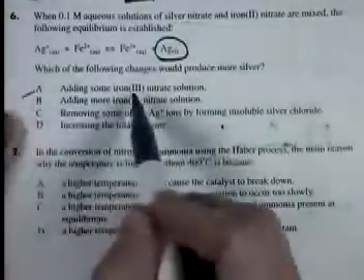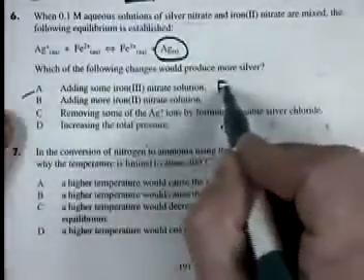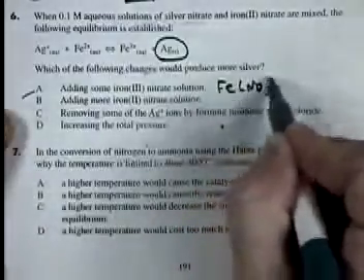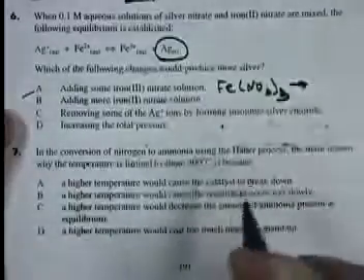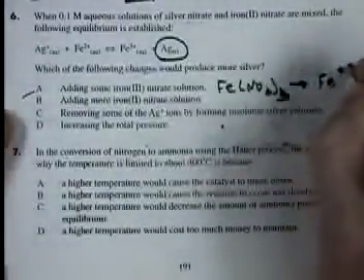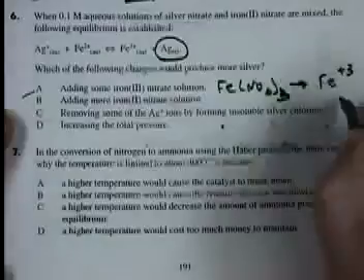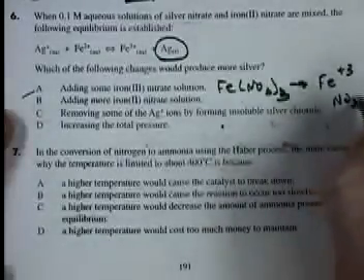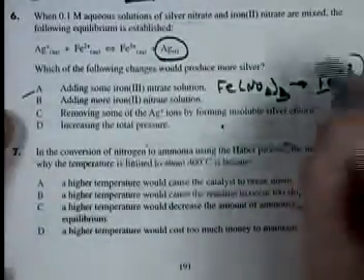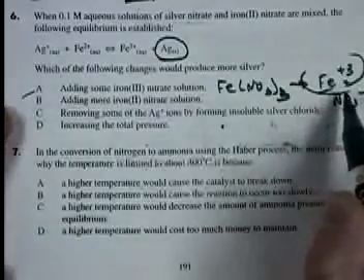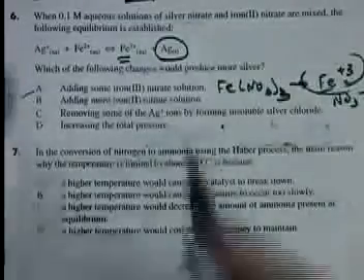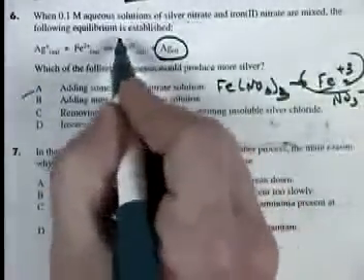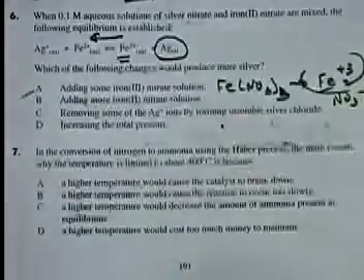Letter A, adding some iron 3 nitrate solution. Well, iron 3 nitrate is this substance, it's a 3 right here, and remember that'll dissociate and it'll form Fe plus 3. And it'll also form some NO3 minus, 3 of them as a matter of fact. But we'll actually be increasing the Fe plus 3 concentration and increasing the amount of Fe plus 3 dissolved in the solution. Well, if you increase the concentration of this stuff right here, you should drive the equilibrium to the left.